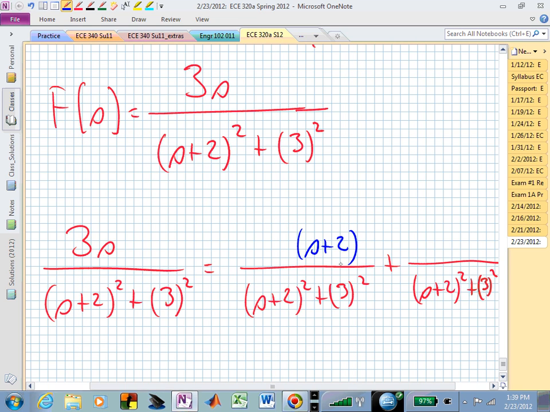It better have that s plus 2. That's this frequency shifting in it. And I don't know how many of those I have, so that's going to be an unknown k1. What are we doing? We're actually doing partial fraction expansion, but I haven't told you that.